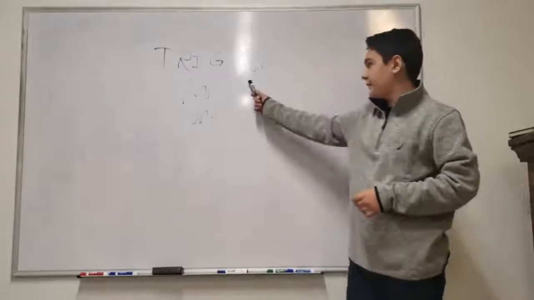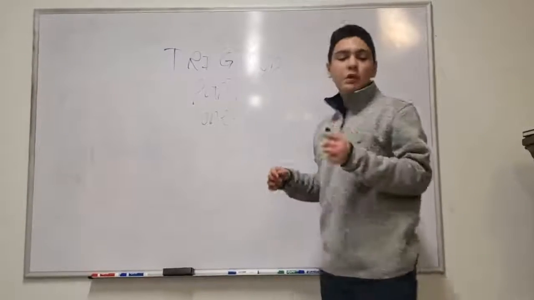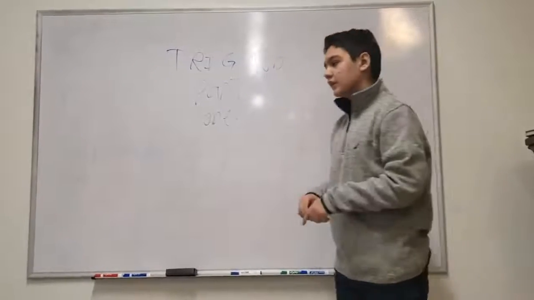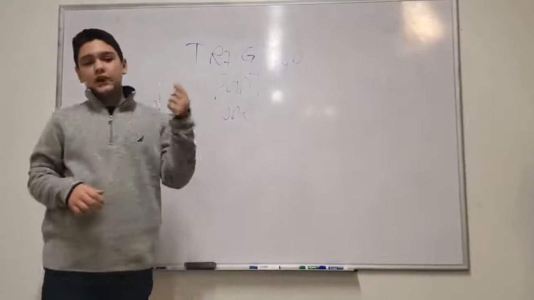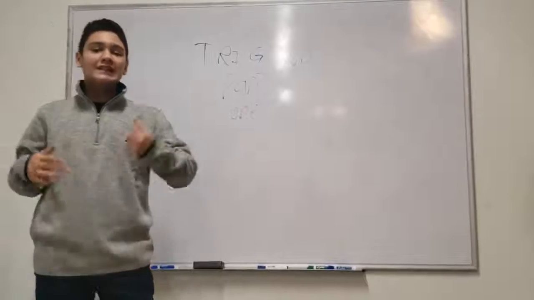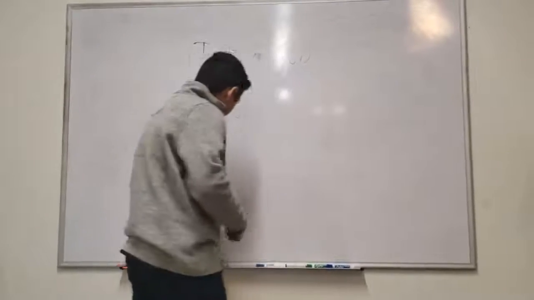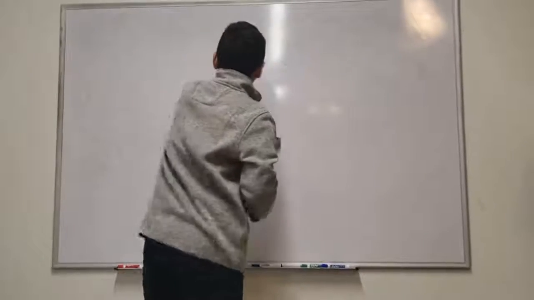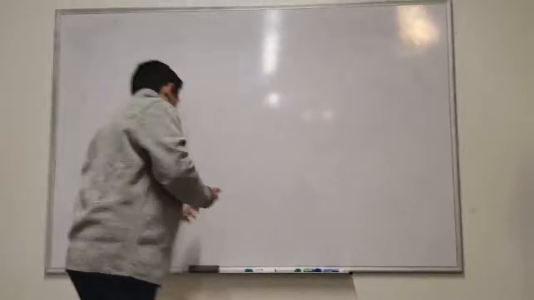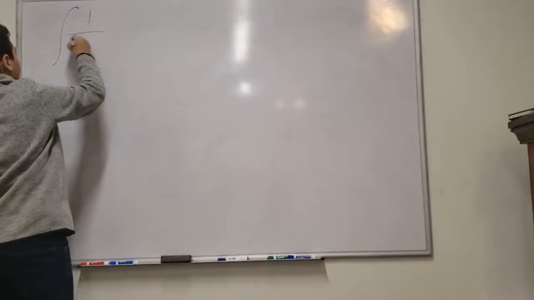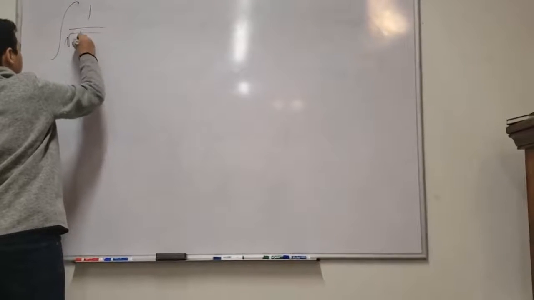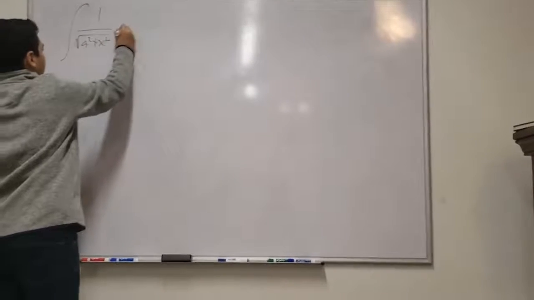Today we're going to be talking about trigonometric substitution. This is going to be part 1 of a 3-part series. Today we're going to be talking about sine substitution, and on other days we're going to talk about tangent substitution and secant substitution. Okay, so let's say we have an integral like 1 over the square root of a squared plus x squared dx.